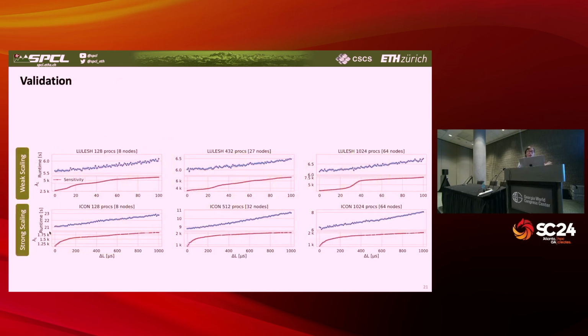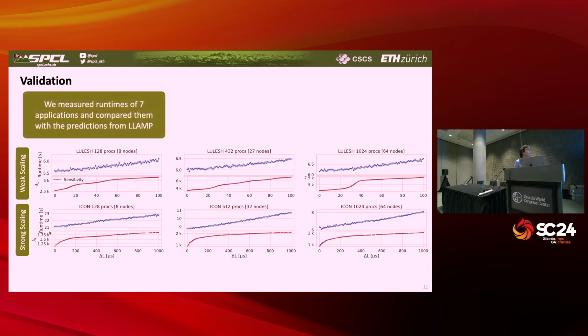So then we validated our toolchain with injection experiments of real applications on real systems. So here we measured the runtimes from 7 applications and compared them with the predictions from our toolchain. And due to space constraint, I'm only showing 2 here. So there are 2 rows. The first row shows the result from LULESH. The second row shows the result from ICON. And each row also has 2 parts. The first part shows the runtime and how the runtime varies as the latency increases. And the second half, the bottom half, is going to show the latency sensitivity curve that we mentioned.